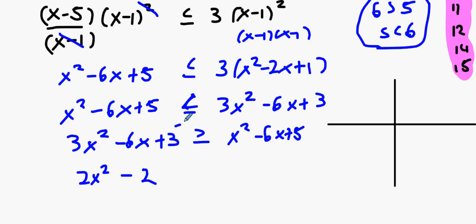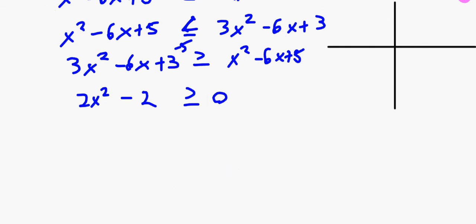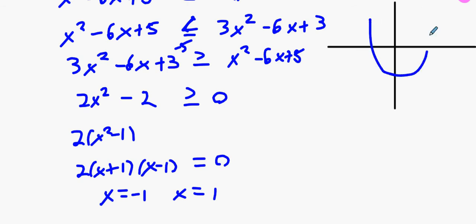Minus 2 when you bring it over to 5, greater than or equal to 0. And then you're going to solve that equal to 0. It's a U-shaped graph. So it's going to be 2 times x squared minus 1, which is 2 times x plus 1, x minus 1. And then you're going to say x equals minus 1 and x equals 1. There's your graph there. Minus 1 and 1. Which part am I looking for? That's it there, isn't it? So greater than, so this part here and this part here.